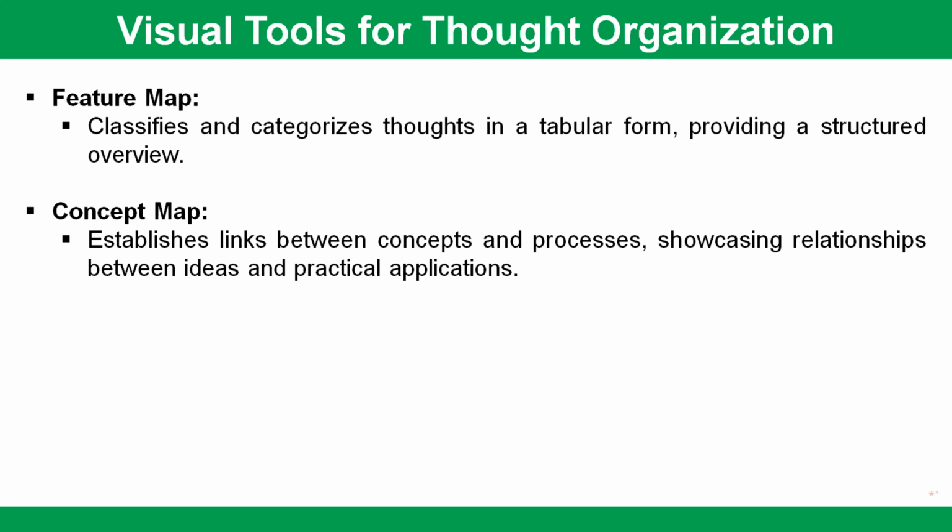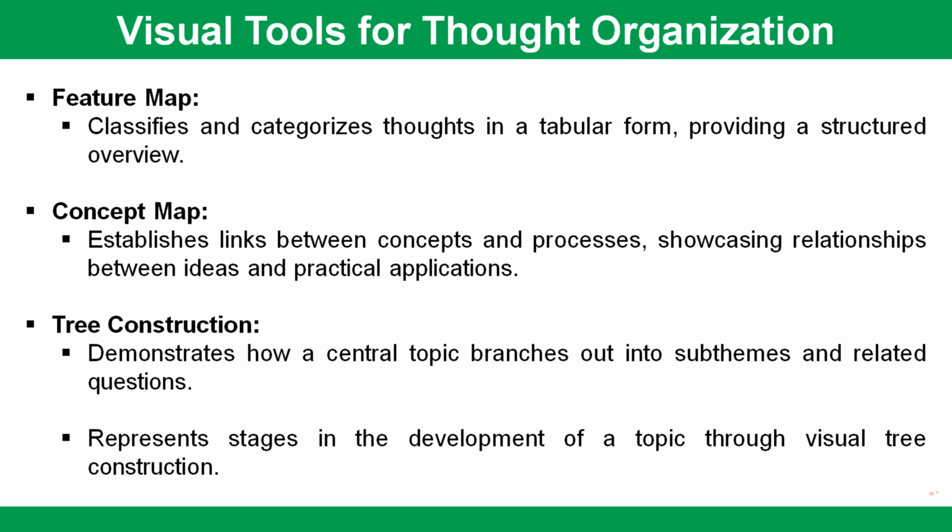Create concept maps to establish links between concepts and processes. These maps showcase the relationships between ideas and their practical applications, helping you visualize complex relationships and understand how different elements interact with each other. Construct trees to demonstrate how a central topic branches out into subthemes and related questions. By representing stages in the development of a topic through visual tree construction, you can map out the progression of your thoughts and identify key areas for exploration.